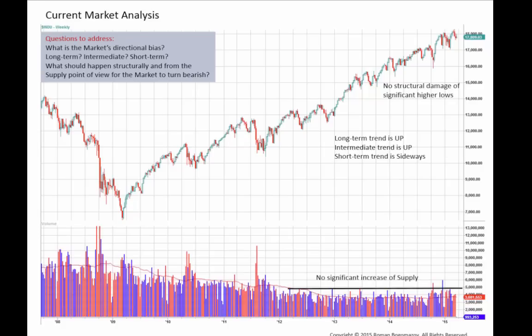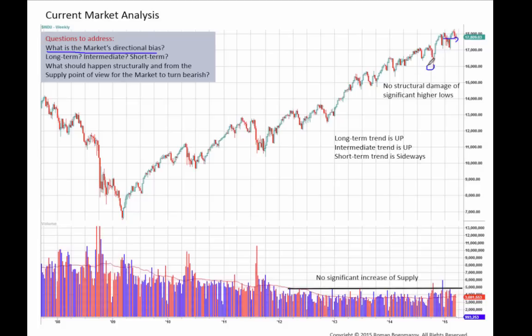And this is the current picture of the Dow Industrial. And what do we see here? The questions that we would have to ask ourselves is what's the long-term, intermediate, and short-term trend? So as I'm looking at this picture, and again, it's a very simplistic visual tool, I know that we are most likely in a secular bull market with the higher highs and higher lows. We are in the intermediate uptrend, and short-term, we are consolidating. There is no structural damage of the significant higher lows.